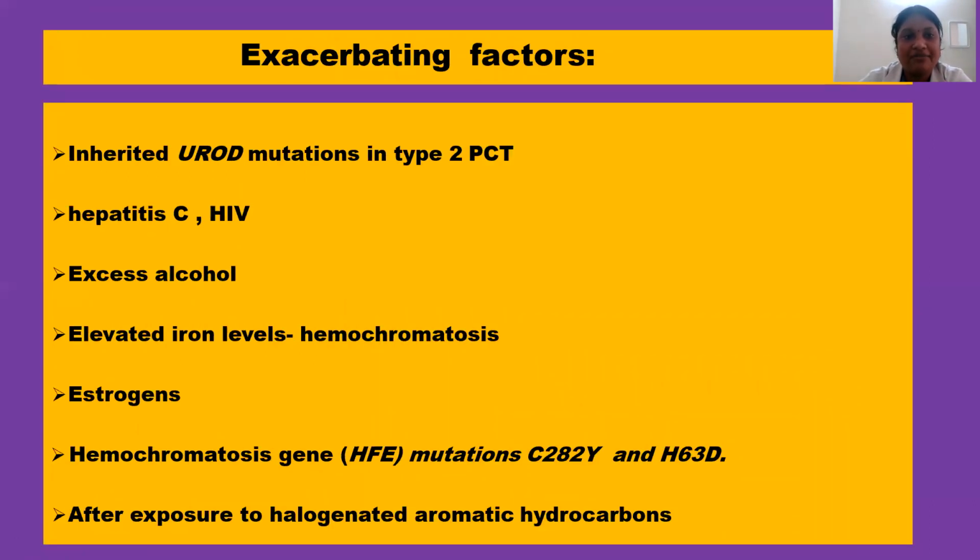What are the precipitating factors? Inherited UROD mutations in type 2 Porphyria cutanea tarda, hepatitis C, HIV, excess alcohol, elevated iron levels, hemochromatosis, estrogens, hemochromatosis gene mutations, and exposure to halogenated aromatic hydrocarbons.